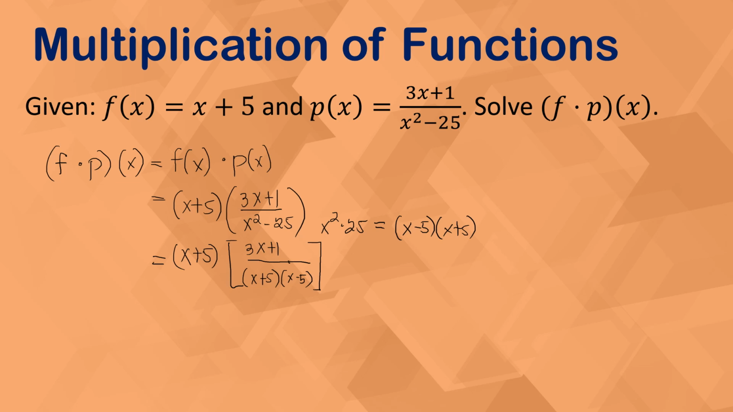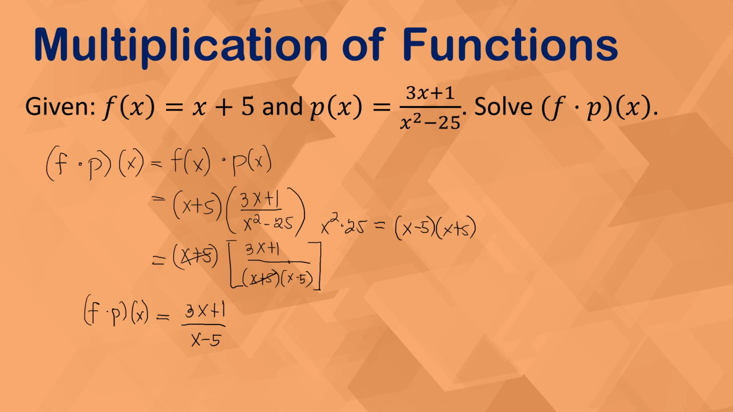Okay, so we can cancel now x plus 5 and another x plus 5 on the denominator. So what's left is 3x plus 1 over x minus 5. So that is the product of f and p functions.